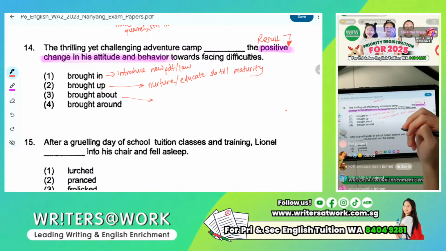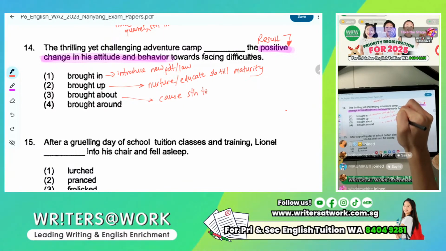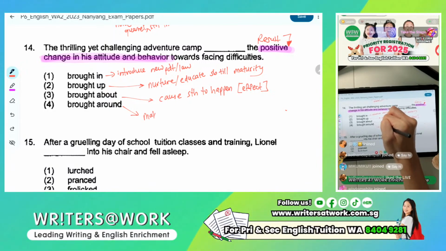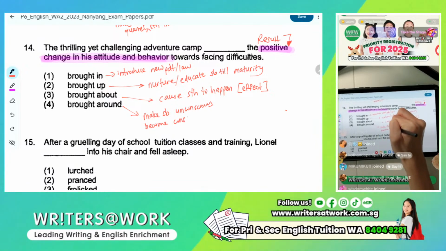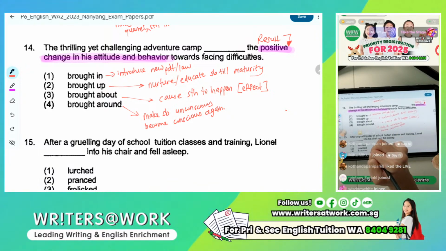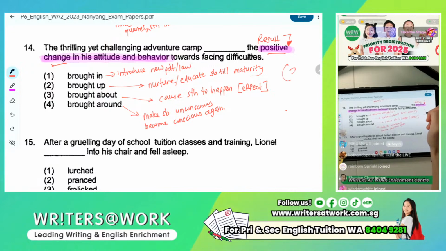Bring around or bring about or brought about means cause something to happen. So broadly speaking, we're interested in the effect over here. While bring around or brought around means make somebody unconscious, conscious again. So in this case, the closest answer that we have is we're looking at this positive change, this result. So our answer will be number 3.